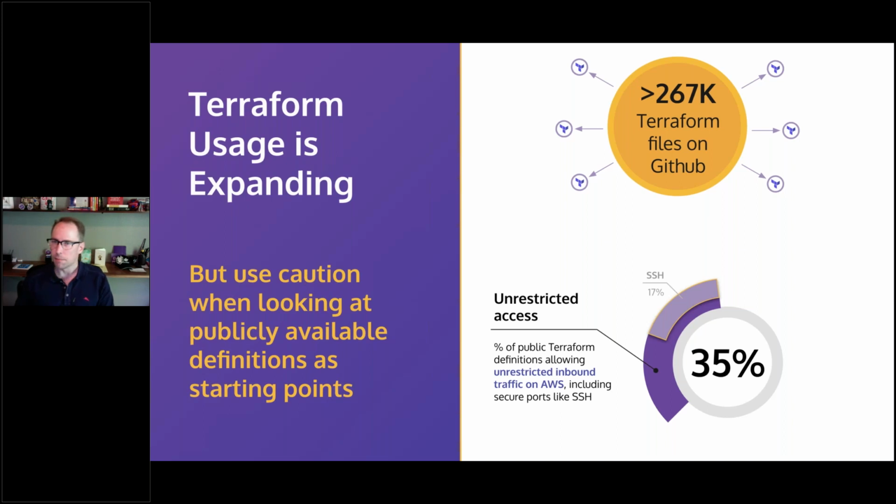Now, that may not always be bad. Web servers you probably want to have unrestricted inbound access to, but sometimes it is a little more sensitive. And we found a pretty significant number that are allowing unrestricted inbound access to things like SSH, which generally speaking, you probably don't want unrestricted inbound access to. And that's just Terraform. Kubernetes, I would argue, is far worse than Terraform at this.